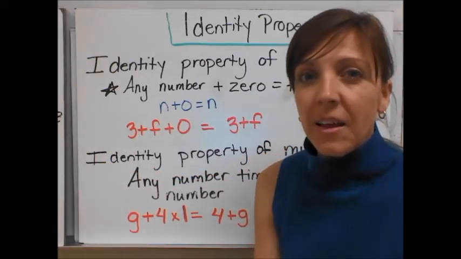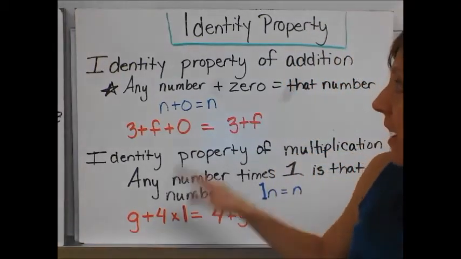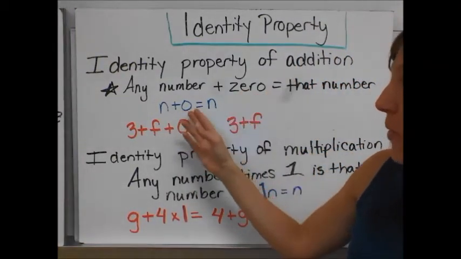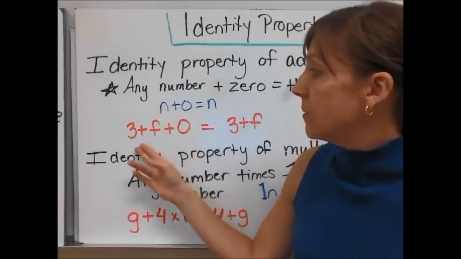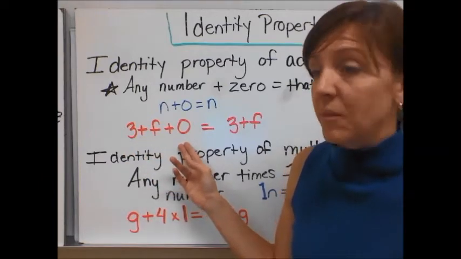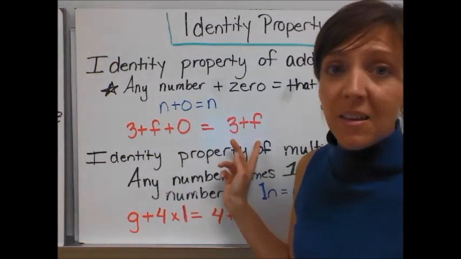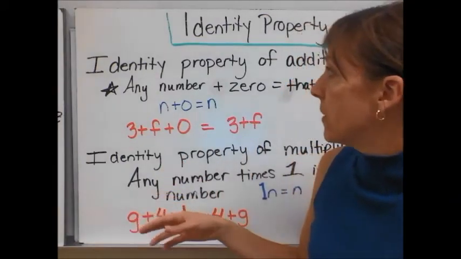Identity property. Identity property is simple. It just says that with addition, when you add 0 to any number, you just get that other number. Here we have 3 plus f plus 0. And that's just simply going to be 3 plus f because when you add anything to 0, you're just going to get that other number.